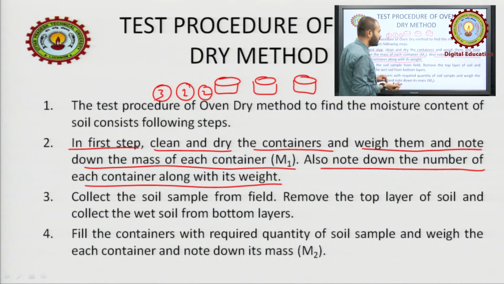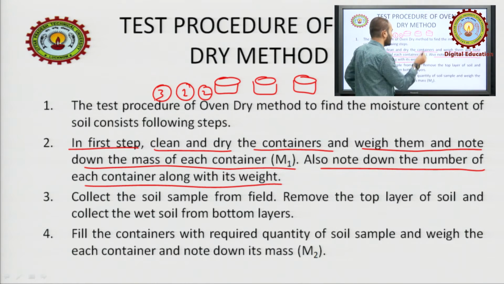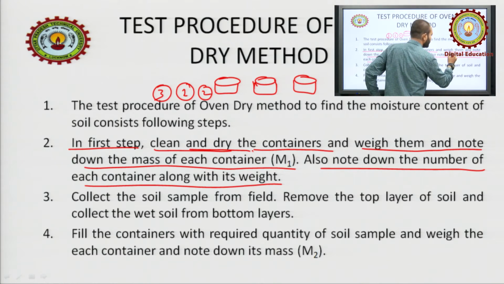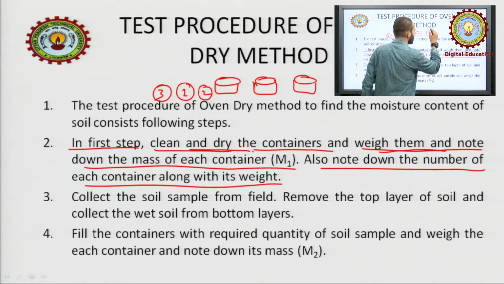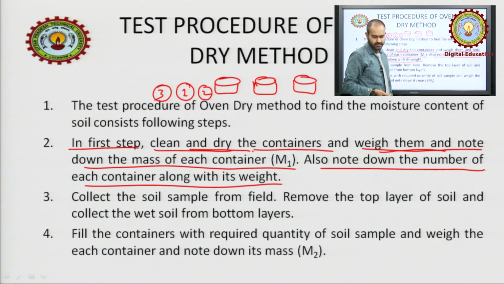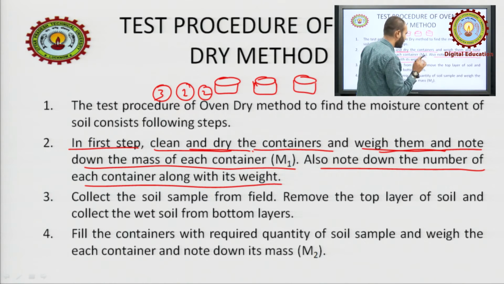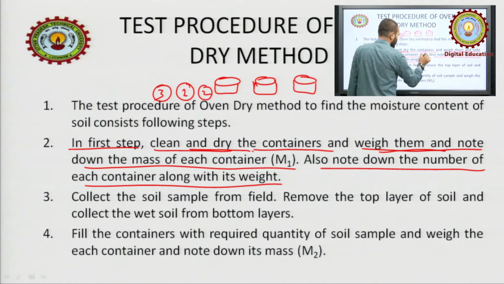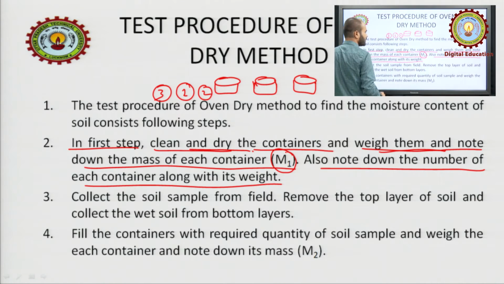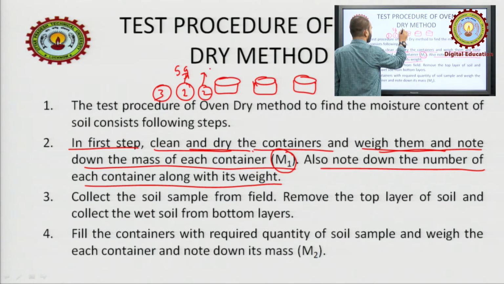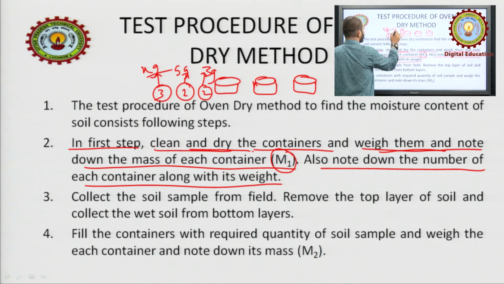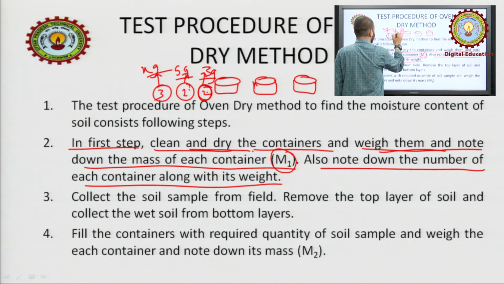First of all, let us finish this process. We clean the containers and make them clean and dry. Then we use the weighing machine to weigh their own weight, meaning the weight of the container itself when it is empty. So first of all, the empty container is weighed. It is named M1, the mass of the empty containers, along with their number. Suppose the first one is 5 grams, the second one is 3 grams, and so on, something like x grams. Corresponding to the number of the container, we write their weights.